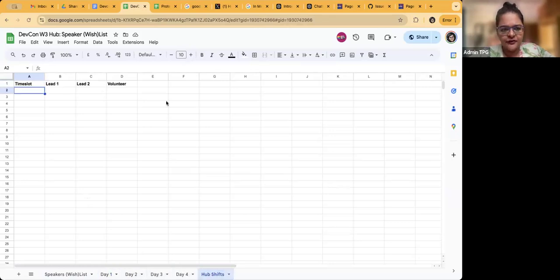And the last workbook is actually the shift timing in the hub. So here I've added that every person, at least the core committee, will commit to a 3 to 4 hour shift at the hub. And we would like to have one lead from the programming committee, that is our committee, and one lead from the operations committee, and there will be a few volunteers who will be supporting them.